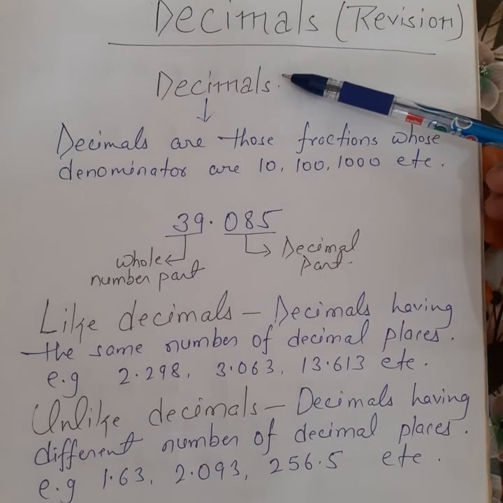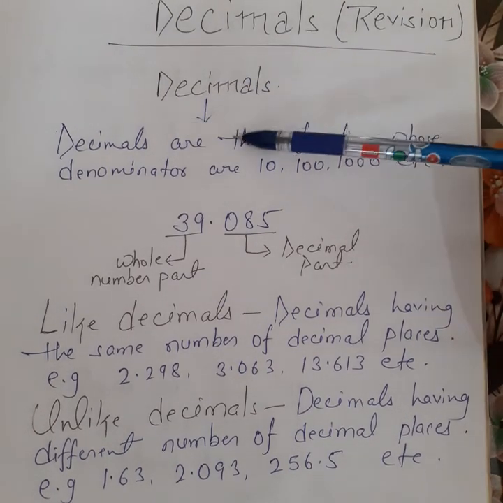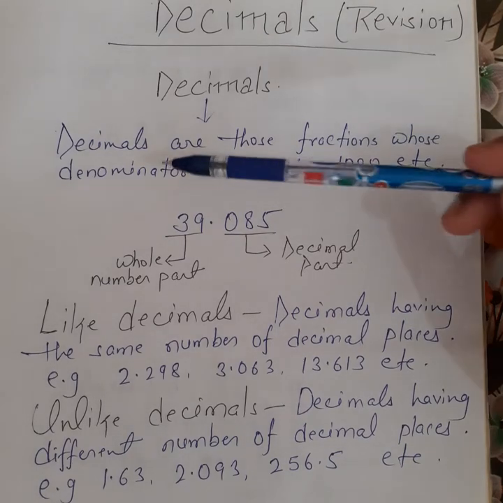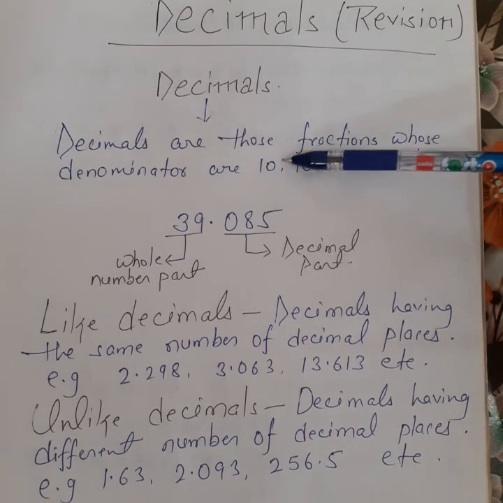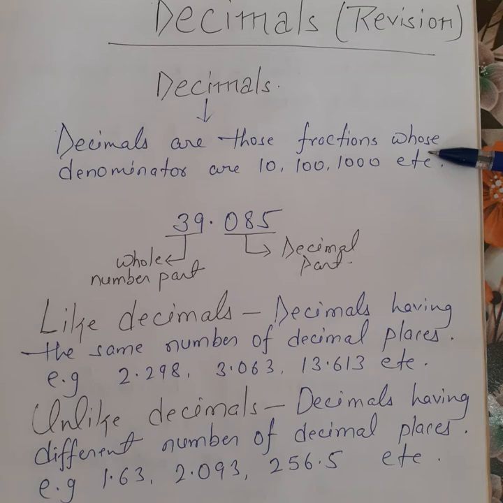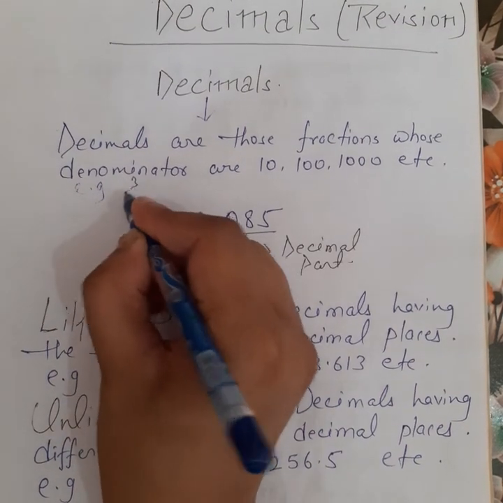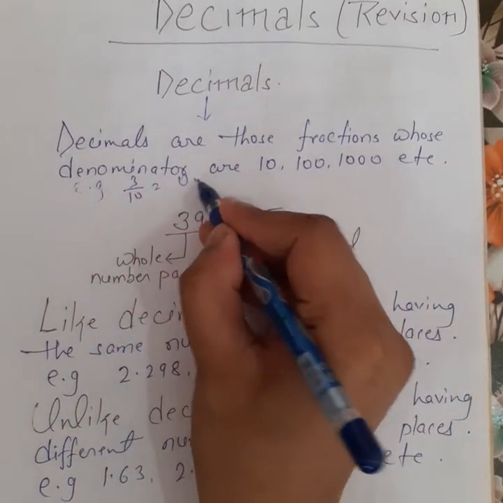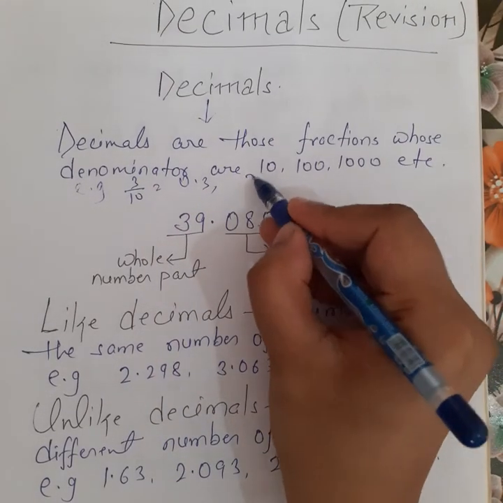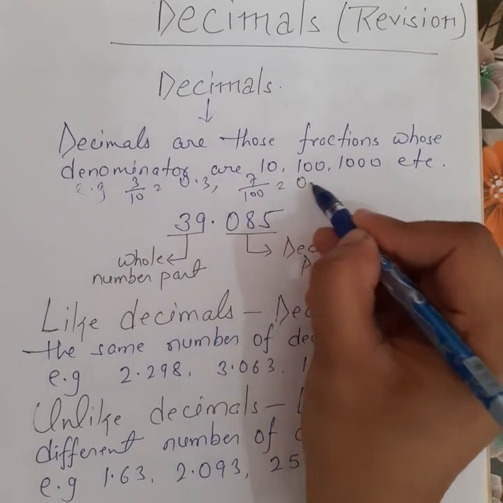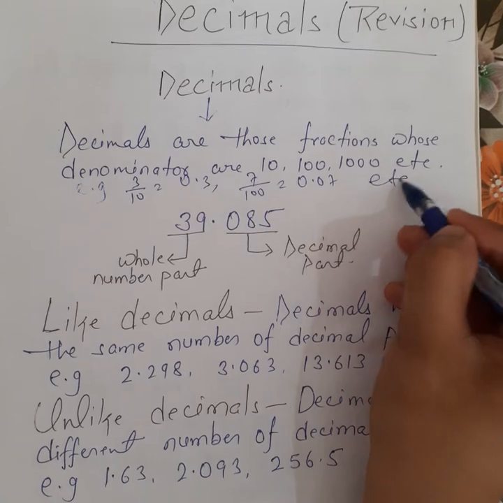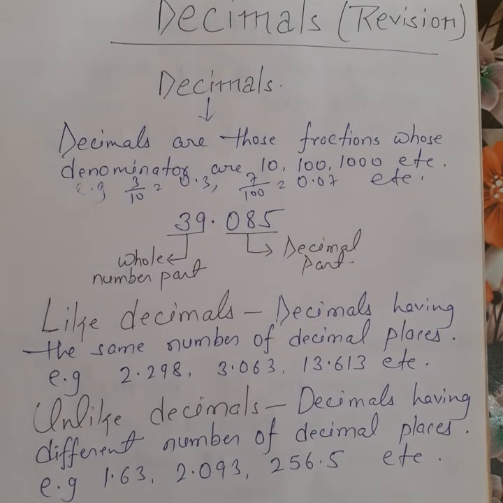First we learned what is decimal. Decimals are those fractions whose denominators are 10, 100, 1000, etc. As an example, 3 by 10 means 0.3, and 7 by 100 is 0.07, etc. These are some examples of decimals.